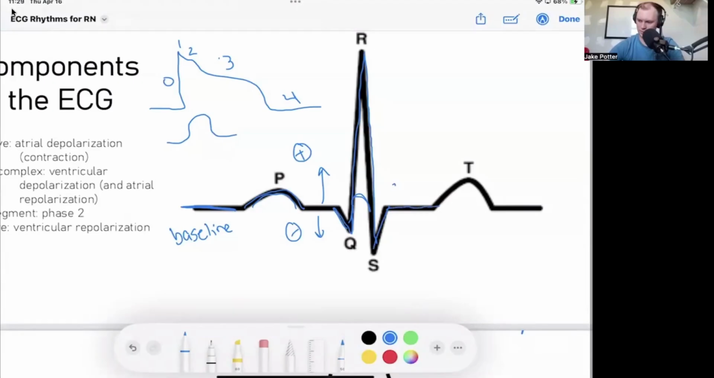Then you get your ST segment. It's where you would look for STEMIs. You would see an elevation, and you might see depression in the ST segment. We'll go over that a little bit. And then you have your T wave, which is your ventricular repolarization. This is like your phase 3 right here. This is when your ventricles are repolarizing, getting ready to generate another impulse and can take another impulse as well.